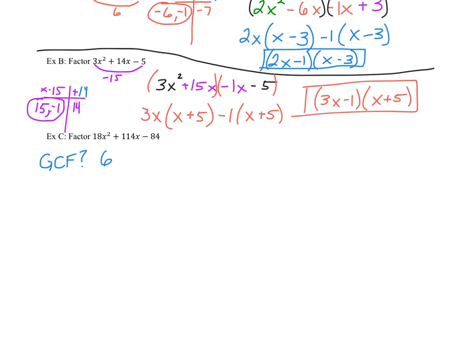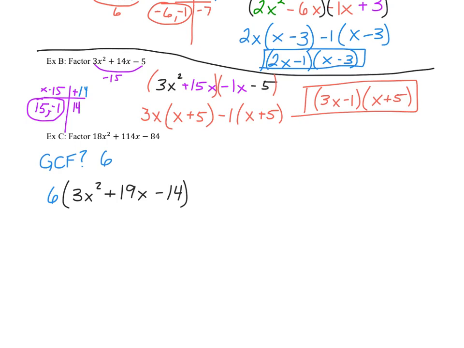And I don't have any x's to take out because that 84 doesn't have an x. So what this is going to look like is I'm going to have 6, and then a parenthesis. 18x squared divided by 6 is 3x squared. 114 divided by 6 would be 19x. And then I get minus 14 left. Okay, and I know I've taken out the greatest common factor because 3, 19, and 14, there's nothing that those can divide by.